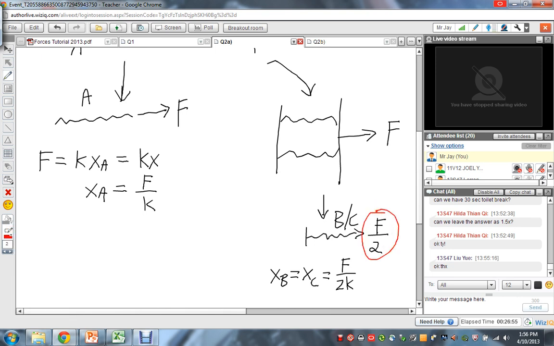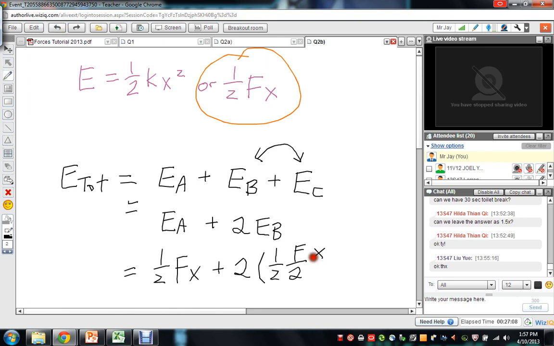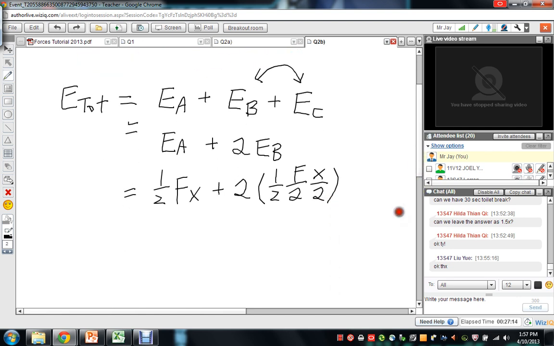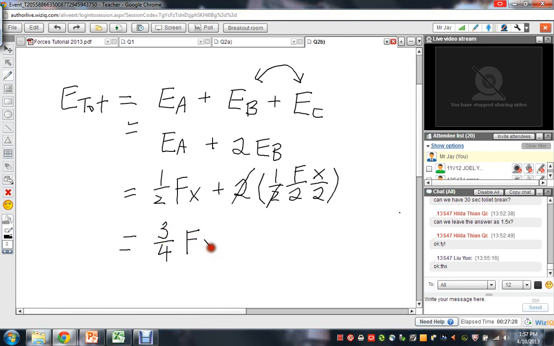Here, we see that the force acting on it is F over 2. And then the extension of spring B is also half of that of x. We know the extension is half of that of spring A. So it's x over 2. Then we can add it together. This 2 cancels this 2. So we have half Fx plus quarter Fx. This gives us 3 over 4 Fx, which is the total energy stored in the entire system.